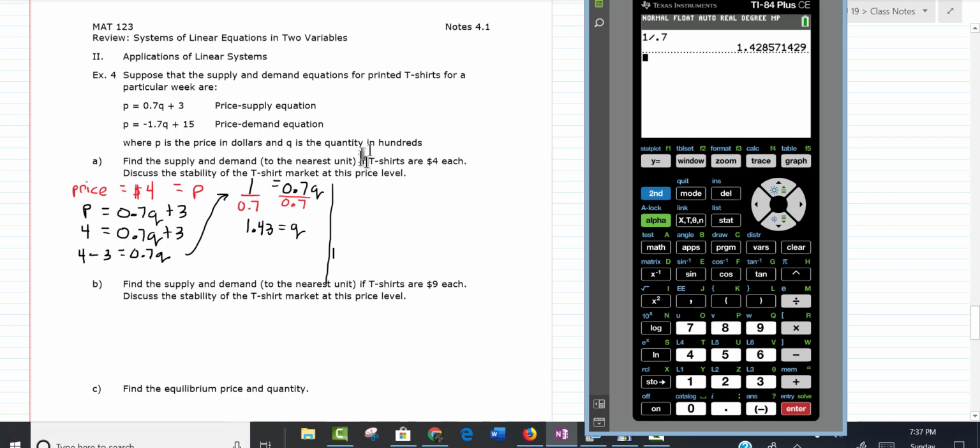Okay, and that quantity is in hundreds. So really this would be 1.4300. Because what it says is the price is in dollars, so I just plug that in. So this is in hundreds. So actually that would be about 143. So that would be your equilibrium quantity on that.